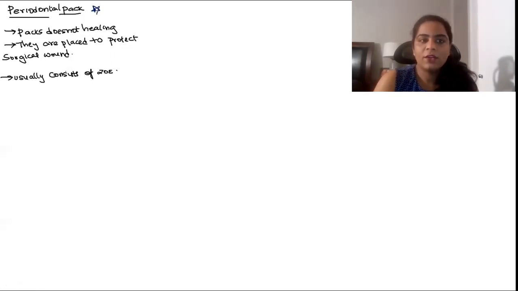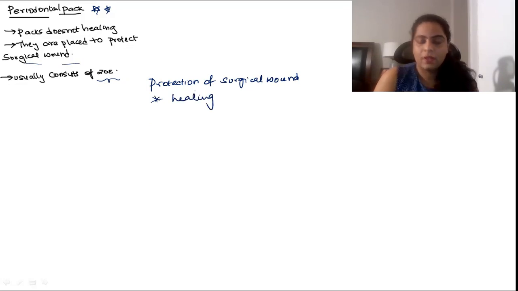An important thing to remember is that it contains zinc oxide eugenol. So you might think that there might be some soothing effect, that it is a healing agent, but it is not. So it's very important to remember that this periodontal pack does not help in healing. It is only used to protect the surgical wound, but it is not used for healing. Okay.